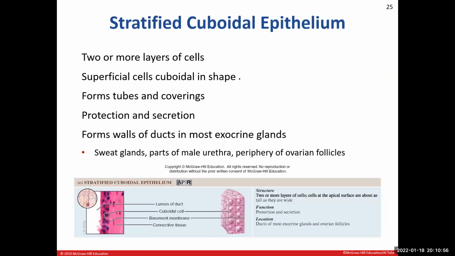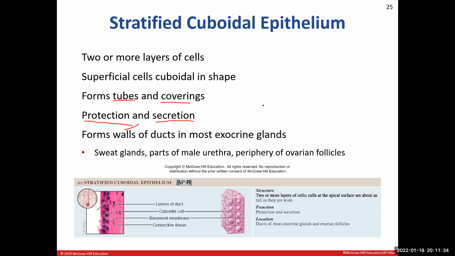All right, the next type of stratified epithelium is our stratified cuboidal. Okay, so if it's stratified, 2 or more layers, you can see the pattern here. Cuboidal in shape, we know it's as tall as it is wide. So we're going to see this type of epithelium in the tubes of structures and some of the coverings here. So we'll see it in some of our exocrine glands. So the function of this type of epithelium is going to be for secretion. So they'll be found with glands, but also for protection.